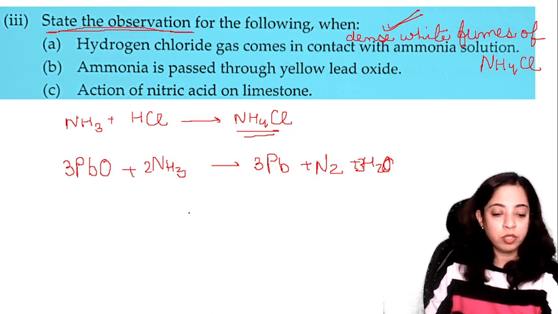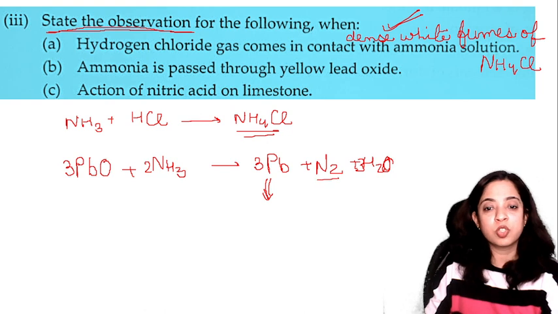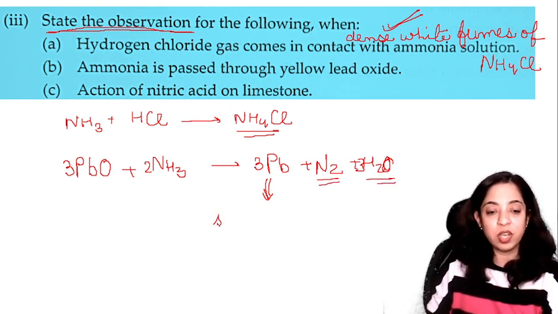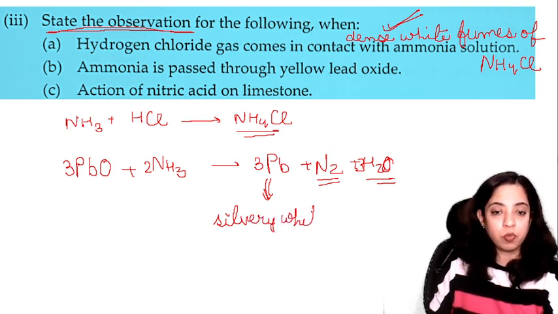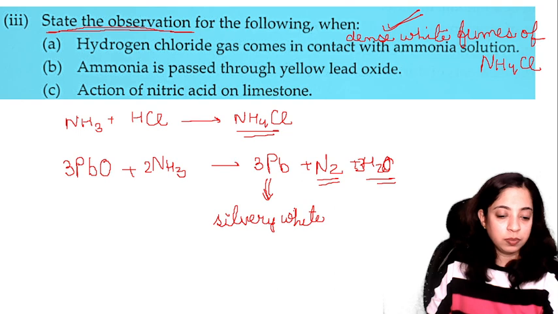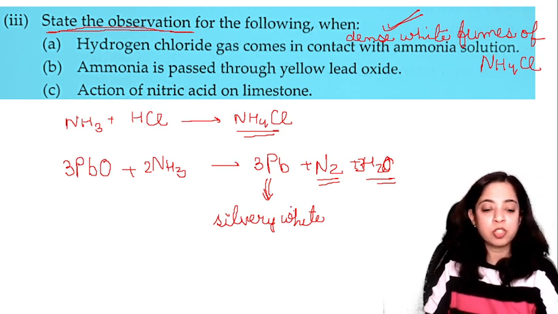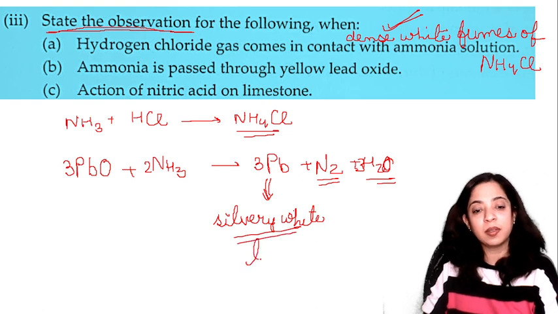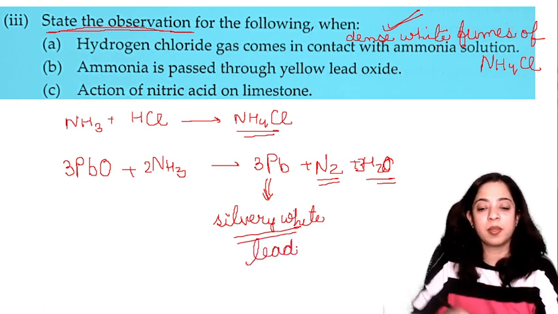So what are you going to see? You are going to see this. Okay, nitrogen is not observable, water is not observable. So you will see silvery white lead. So what you will write? When ammonia is passed through yellow lead oxide, it changes to silvery white lead. Okay, you write this.